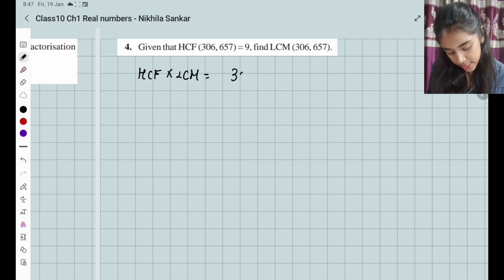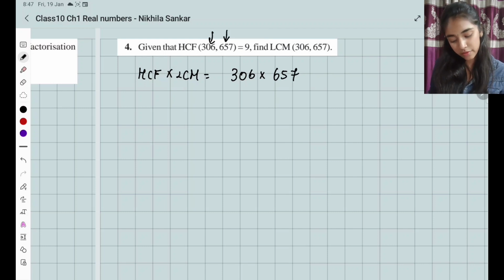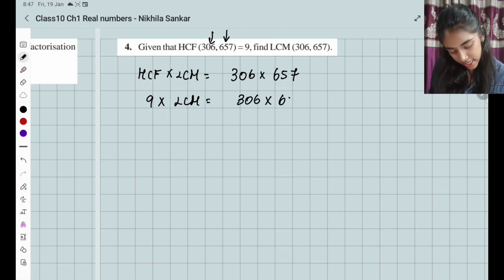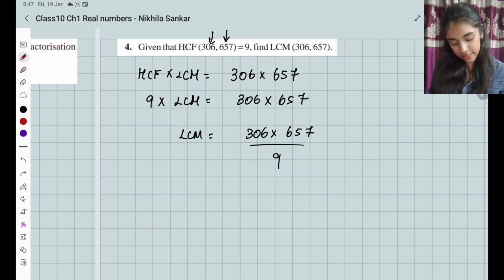LCM equals 306 into 657, correct? Product of two numbers. Ipa HCF enna kuduthirukan? You have 9 into LCM equals 306 times 657. So LCM is going to be 306 into 657 divided by 9. 3 table la cancel aguma? 3 3s are illa 9 table la cancel agum. 9 1s are 9, 3s are 27. 30 minus 27, 36, 9 4s are 36.